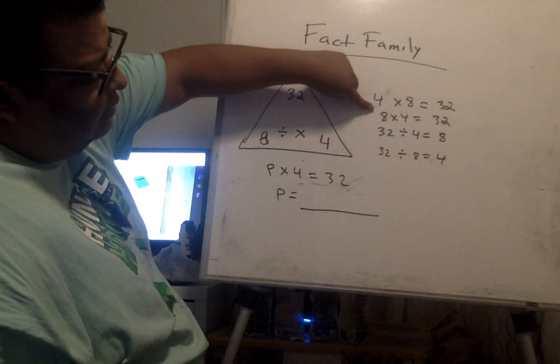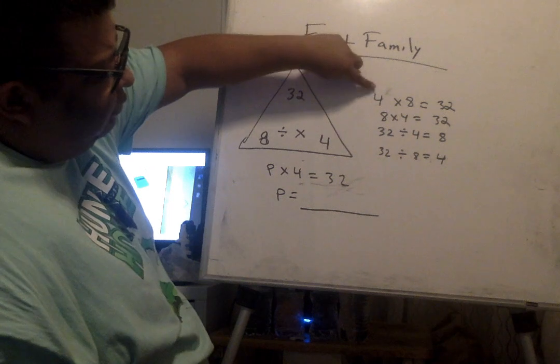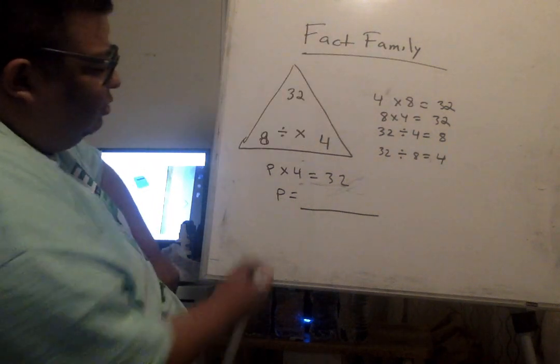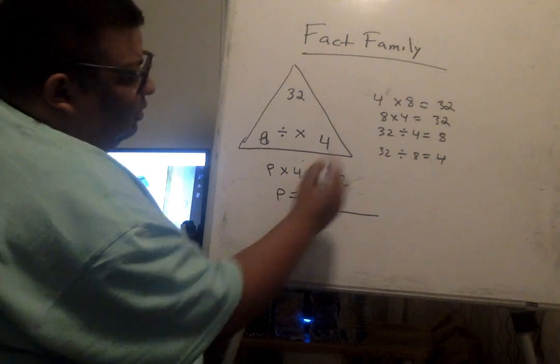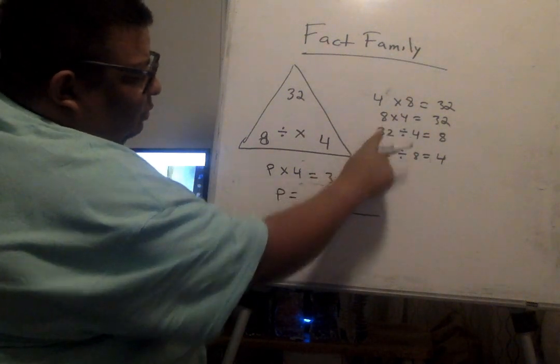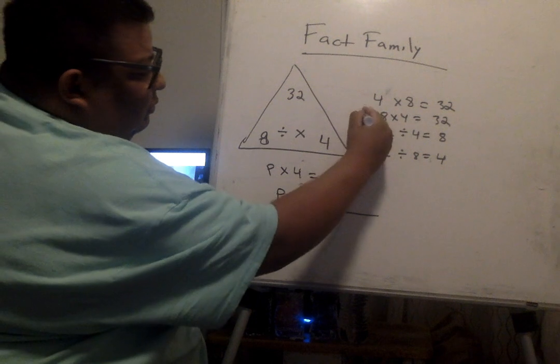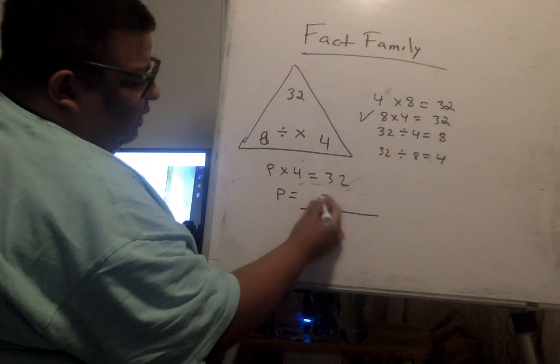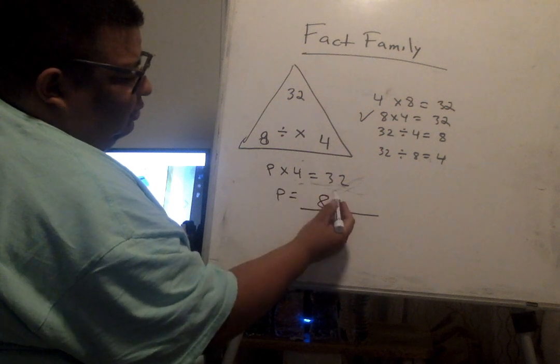Let's look at our facts. I have a 4 and an 8 gives us 32. Same thing here. So p has to be, but if you look at this one and this one, which one is closer? This one. So the answer to p is going to be 8, because 8 times 4 is 32.